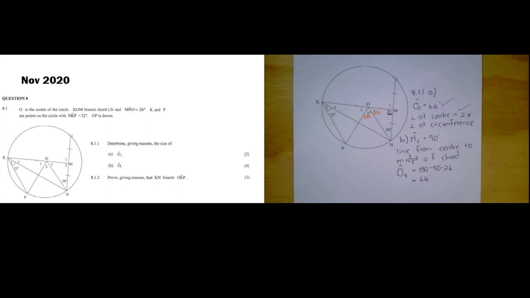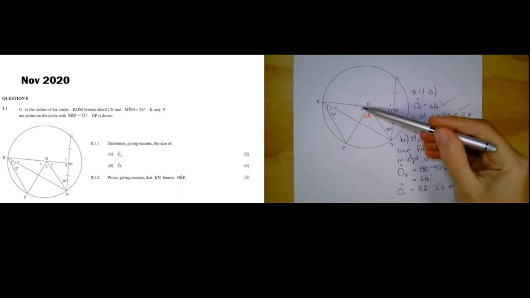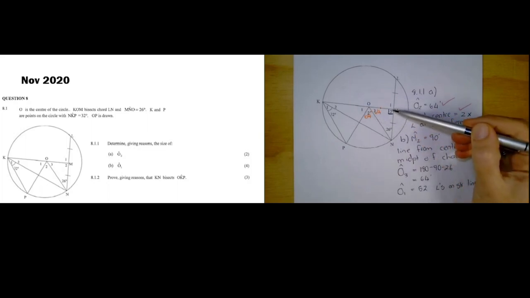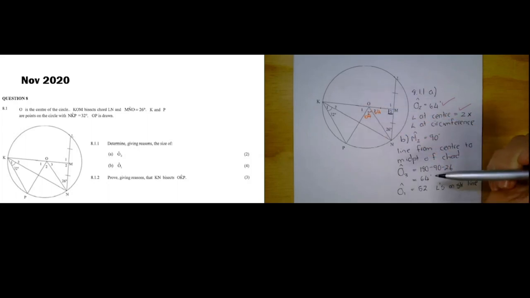And then I can get O1, which the question asks. So O1 I can then get with angles on a straight line, which I know add up to 180, which means O1 must be 52 degrees. Angles on a straight line. Grade 12, there was another way to do this. You could have gone that O1 is the exterior angle, and you could have worked out the entire exterior angle first by saying the 90 plus the 26 gives you 116, and then subtracted the 64 and also received 52. So there was more than one way to get this answer.